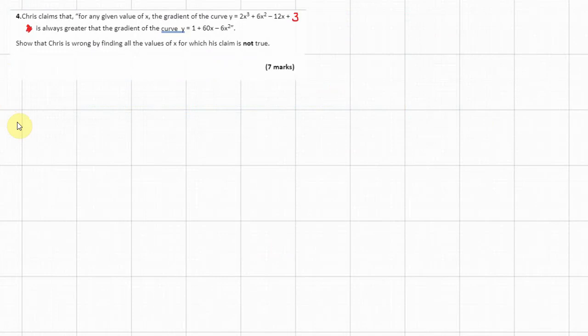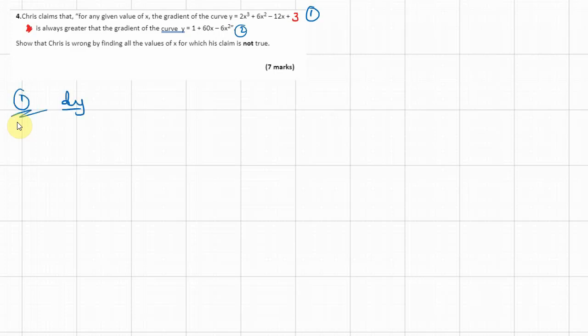So, Chris claims for any given value of x, the gradient of this curve is always greater than the gradient of this curve. Show why Chris is wrong by finding all the values of x for which his claim is not true. So, first of all, I'm going to call this 1 and 2. So let's deal with number 1 first.